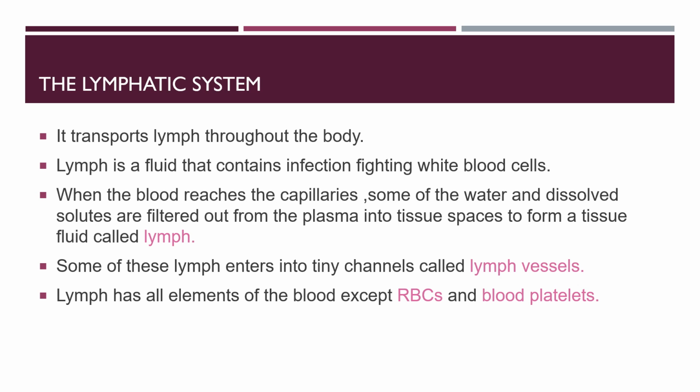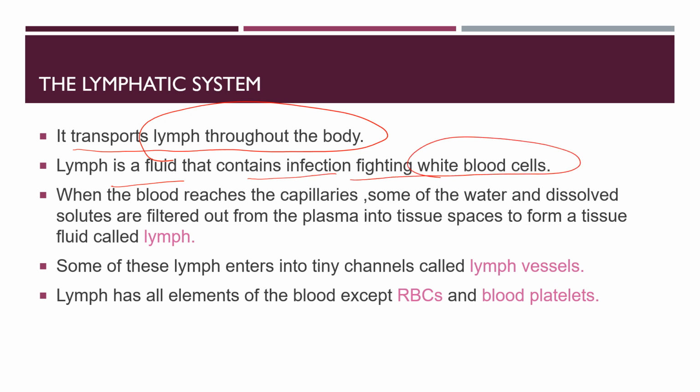Now in the lymphatic system, first we need to know what the lymphatic system is doing. It is transporting the lymph throughout the body. So what is lymph? We should know that first. Lymph is a fluid that contains infection-fighting white blood cells. So lymph is a fluid which fights infections, and it has white blood cells which fight all the infections happening in our body.